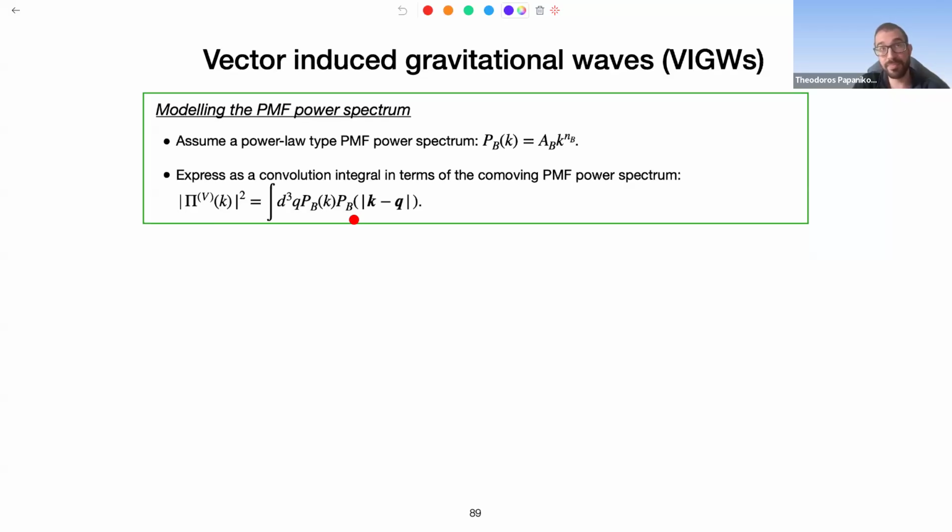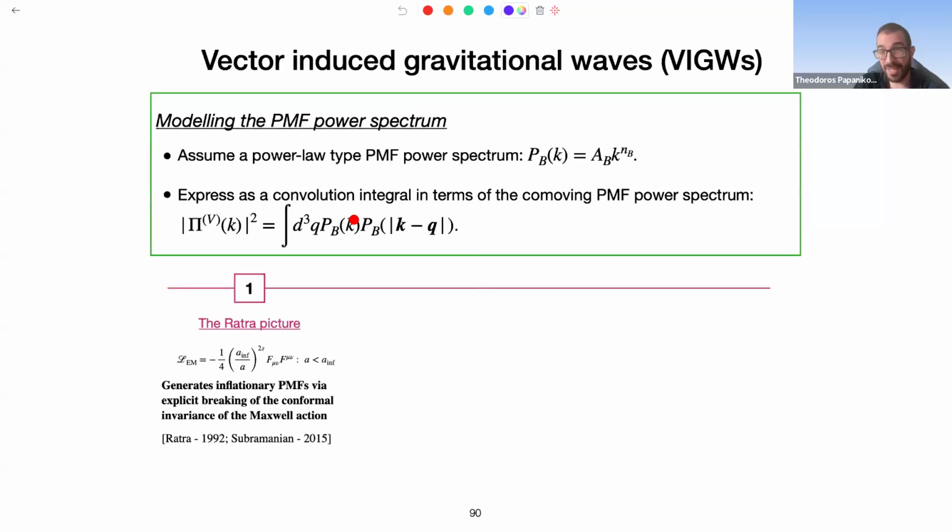In order, however, to have a microphysical realization of our magnetogenesis, a seed of our primordial magnetic fields existing in the early universe, we consider a particular model, which is the Ratra model, where the primordial magnetic fields are generated due to the breaking of the conformal invariance of the Maxwell action. So here we have this extra term in the electromagnetic action, where we can see the non-conformal term, which is characterized by this non-conformal index s.